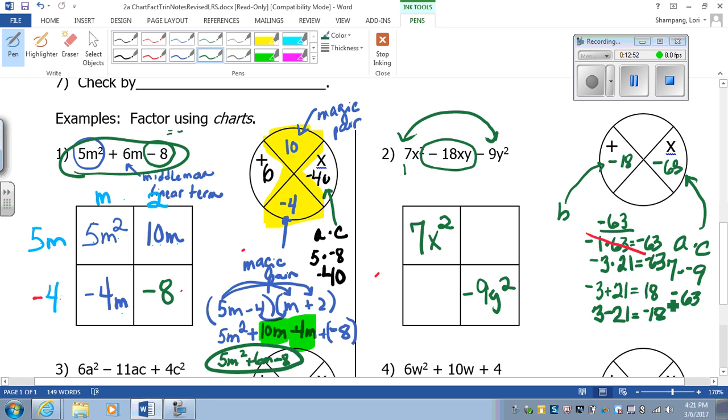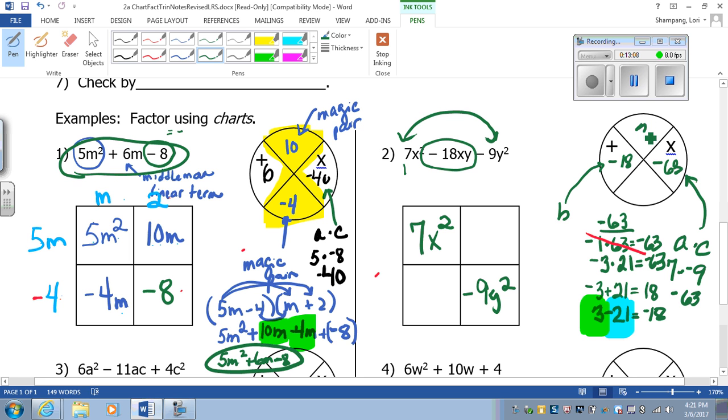So let's go ahead and put those in the circle. Again, it doesn't matter where you put the 3 and the negative 21. You could have put the negative 21 up top and the positive 3 down at the bottom. It's all going to work out at the end the same way.